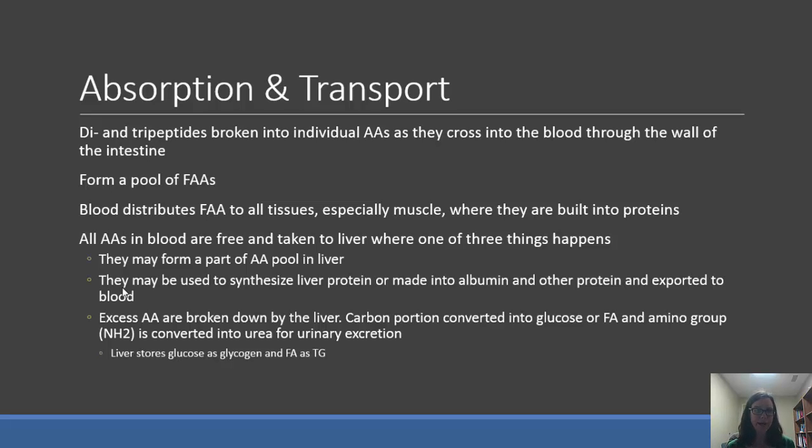Okay, so we have free amino acids in the blood. They go right to the liver. They're going to form an amino acid pool. They're going to be used to synthesize proteins, which will either stay in the liver or be exported in the blood, or they're going to be catabolized for energy or storage of energy.